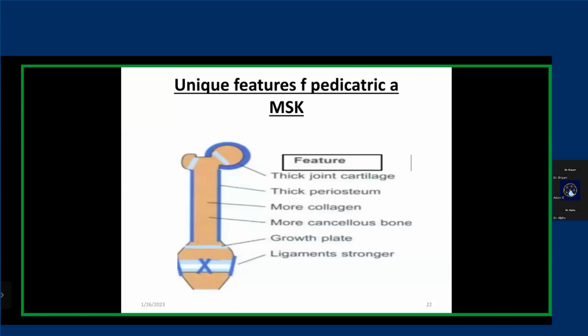In addition to that, they have really strong ligaments. So they fracture before they dislocate. This is important to note. That's why dislocations are not common in really young children. They fracture before they dislocate because their ligaments are stronger than their bone.